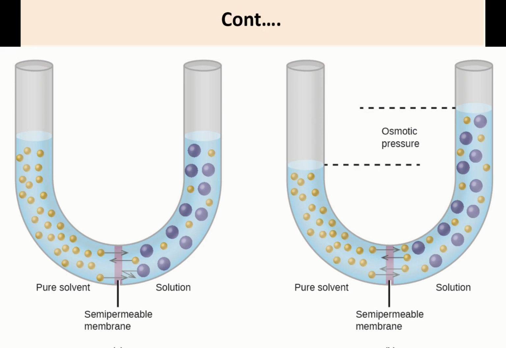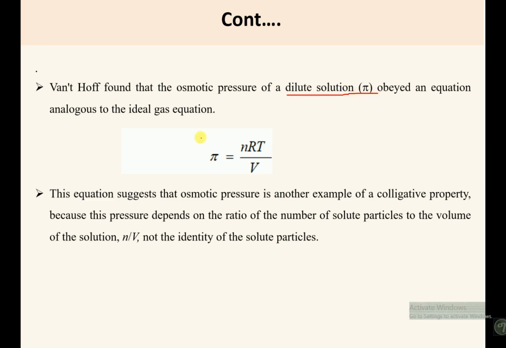Mathematically, for a dilute solution, osmotic pressure, symbolized as pi, is equal to nRT over V, which is quite similar to the ideal gas law equation, PV is equal to nRT. Now the P is symbolized as pi here. In the ideal gas equation we talk about gas, but here we are talking about a liquid solution and osmotic pressure. But the equation is similar. So osmotic pressure is equal to nRT over V.